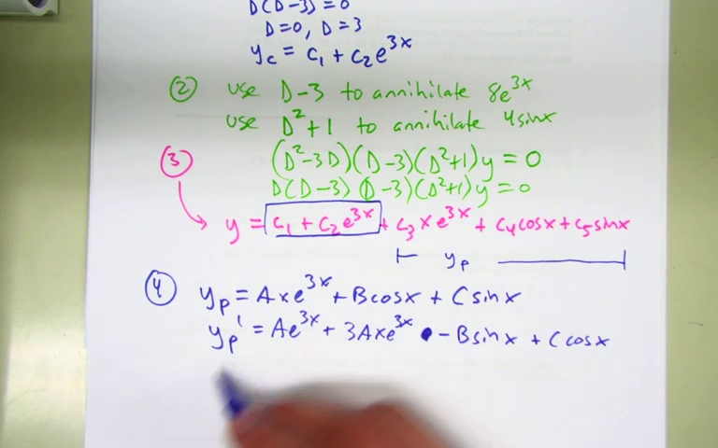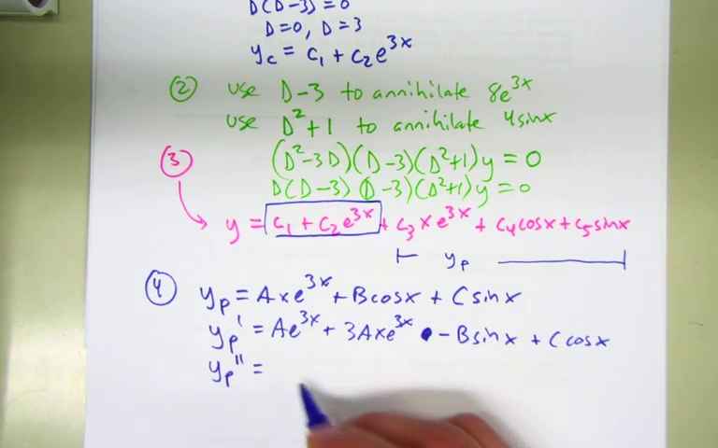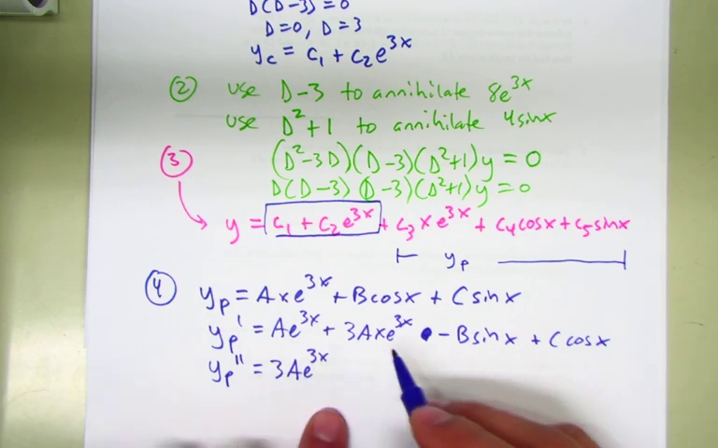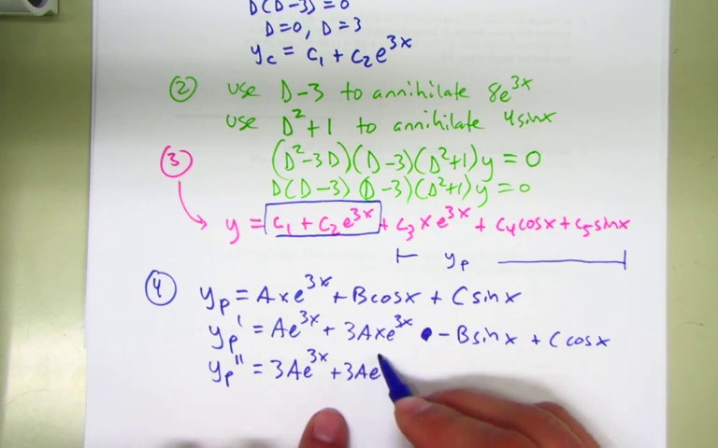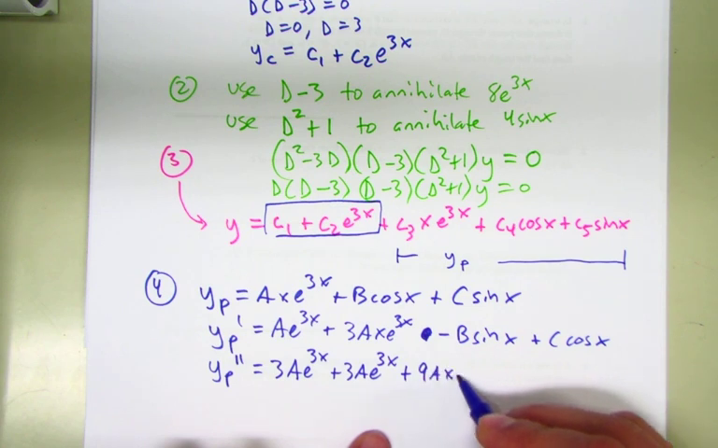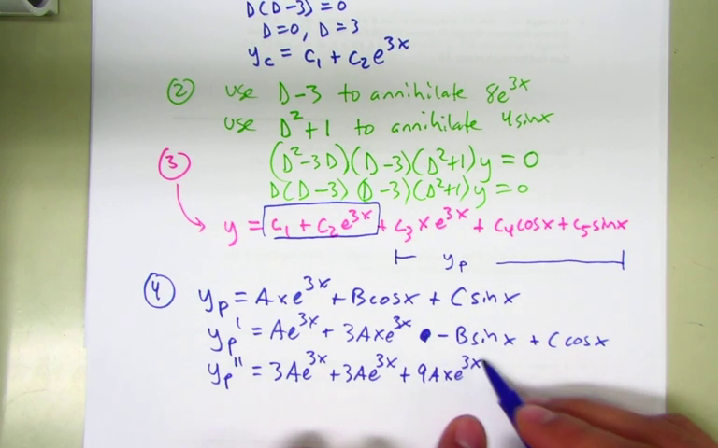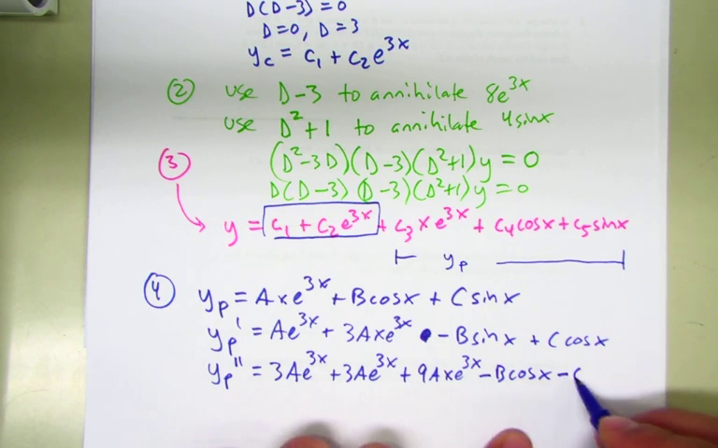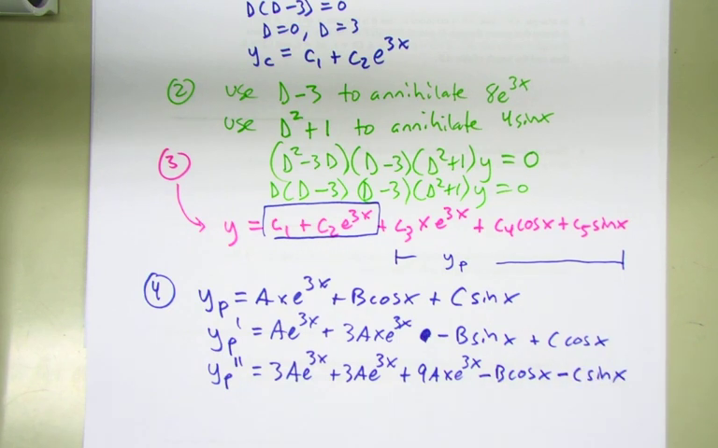Then we find the derivative again. So that'll be 3a e to the 3x. Here we'll have to use the product rule again. So 3a e to the 3x plus 9ax e to the 3x. And now we differentiate the sines. So that'll be minus b cosine x. And then this becomes minus c sine x. Okay, so now we're going to plug all those in. So that's step 5.